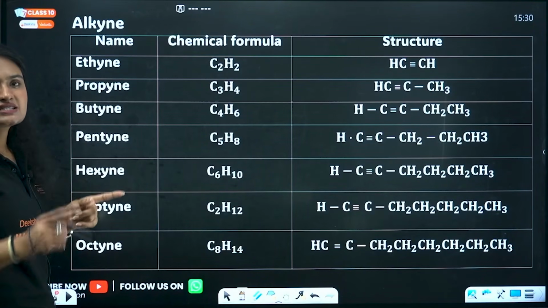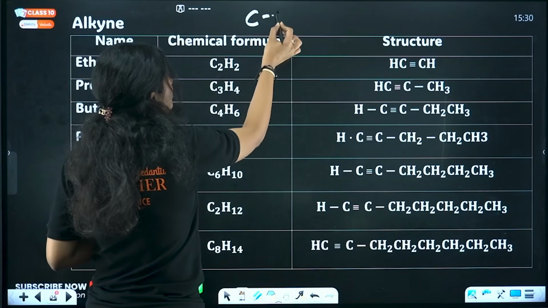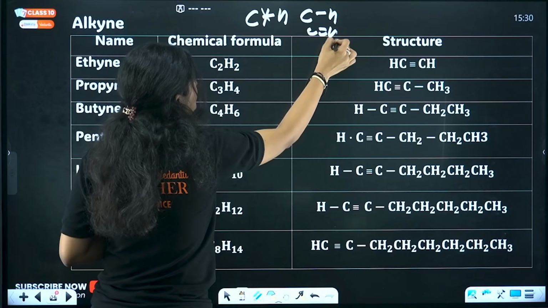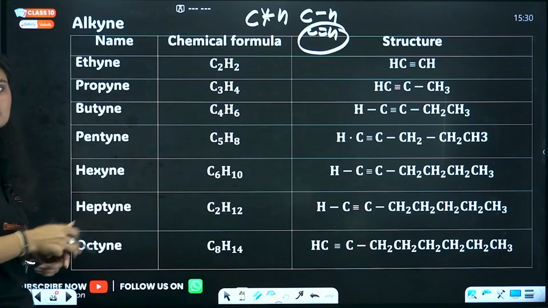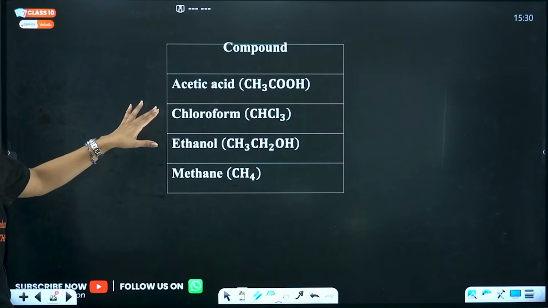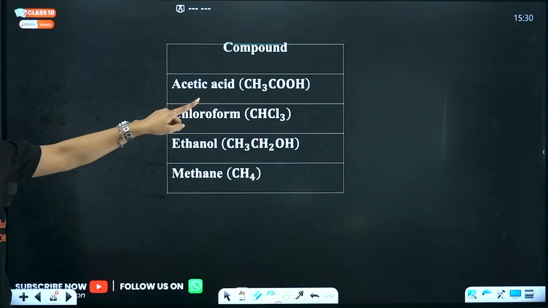Why? Because carbon and hydrogen cannot have more than 1 bond. Hydrogen can only have 1 bond. If you try to make 2 bonds, it is not possible because hydrogen does not have 2 electrons to give. It only has 1. Then from carbon and its compounds, acetic acid or ethanoic acid, they are the same.